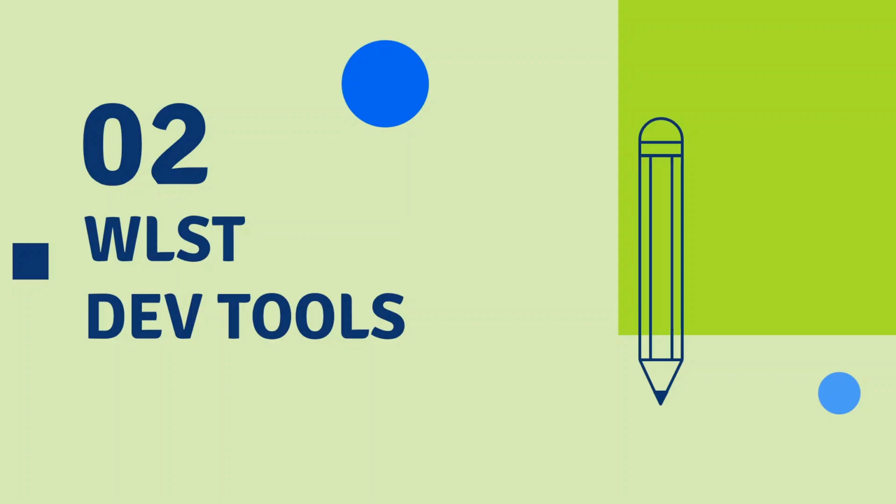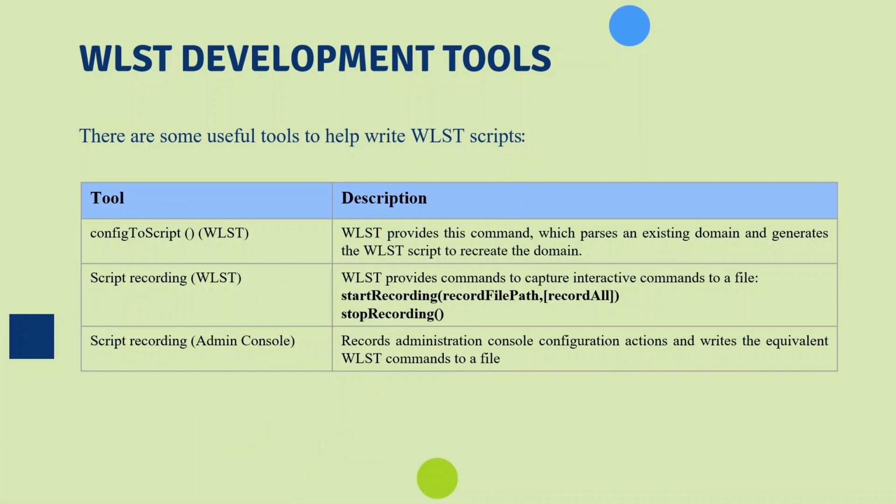Let's talk about WLST development tools. There are some useful tools using which you can write WLST scripts. First is the configToScript command. WLST provides this command to parse the domain. It creates a humongous script which can be used for recreation of the domain. It also creates a property file for commonly used parameters. So we can update that file and use it when we use that script for recreation of the domain. Also, it creates one more file to separate all the credentials and store them.